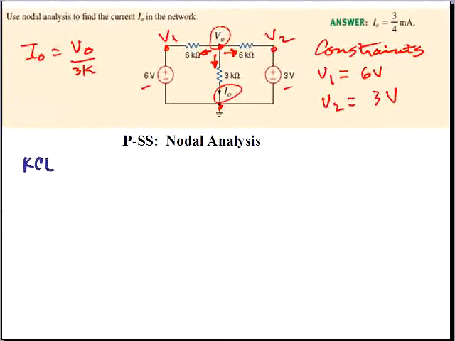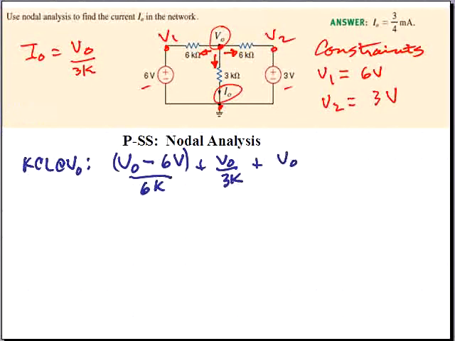So KCL at the V sub O node, we have VO minus the V1 voltage, which is known to be 6 volts, divided by 6K, plus the VO divided by 3K for the downward flowing current, and then plus VO minus V2, which is known to be 3 volts, divided by 6K is equal to 0.